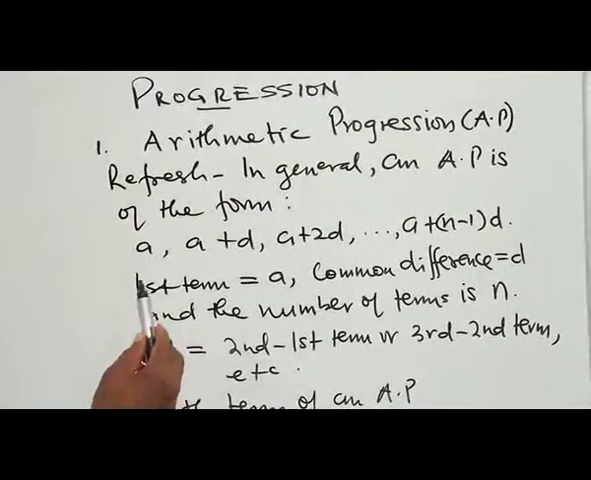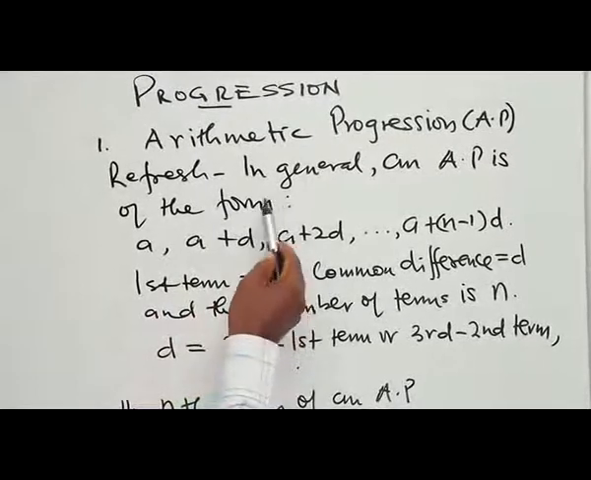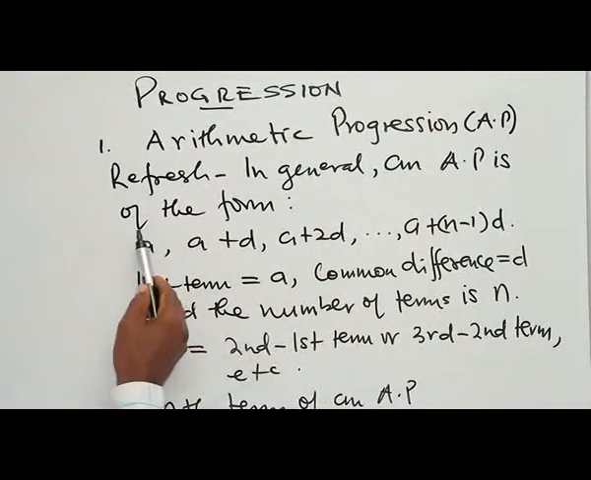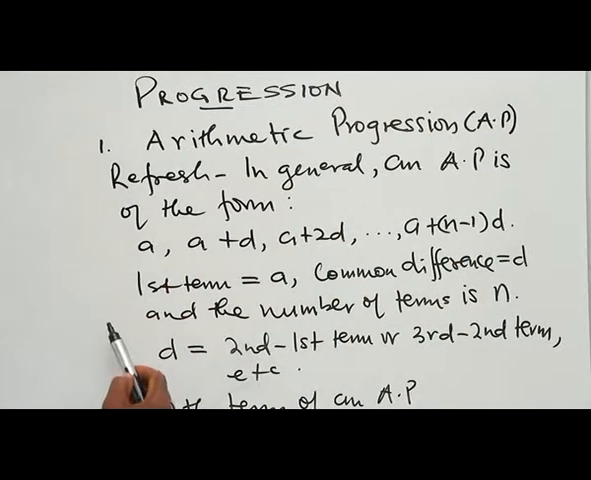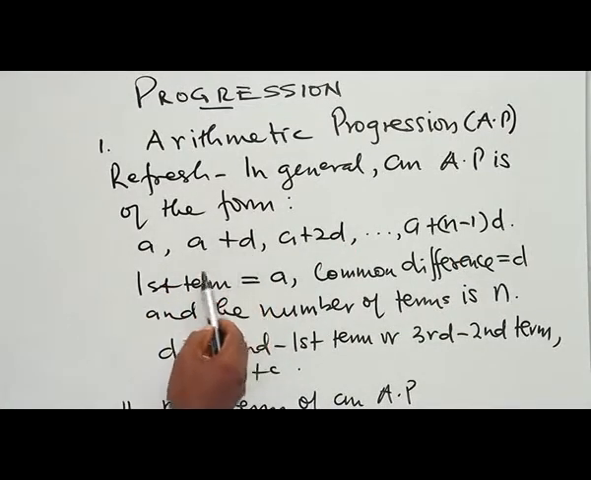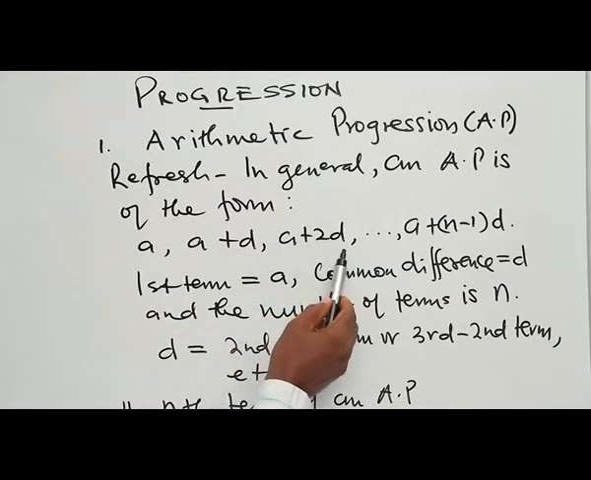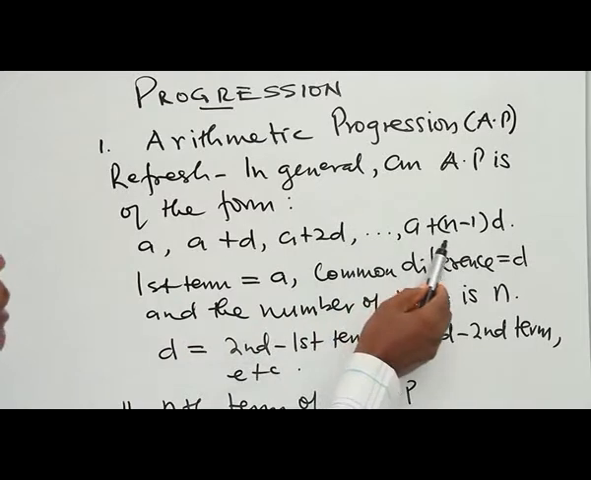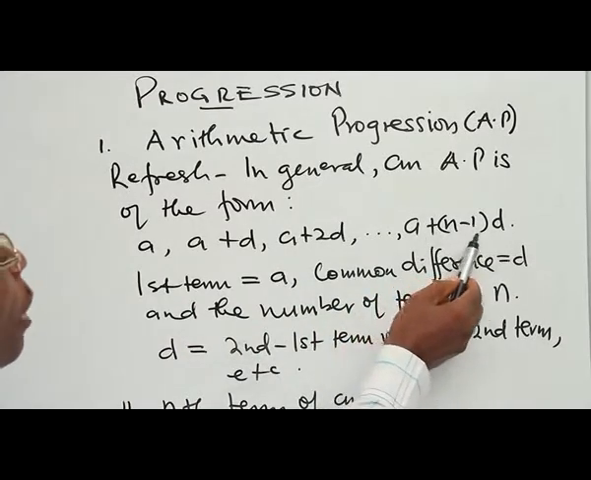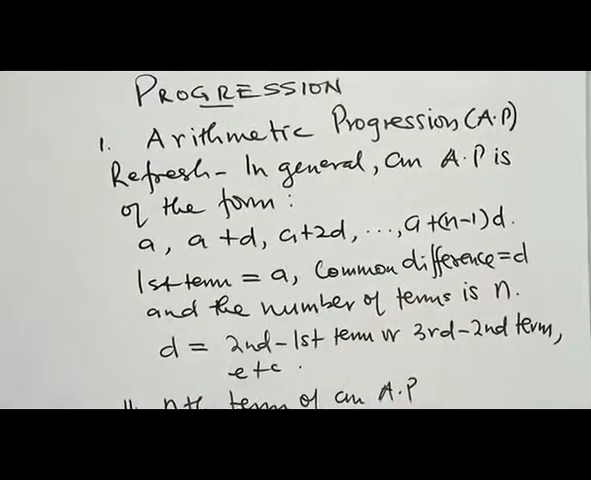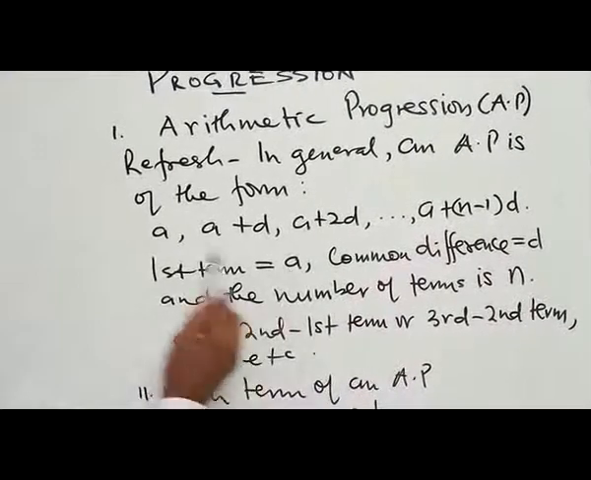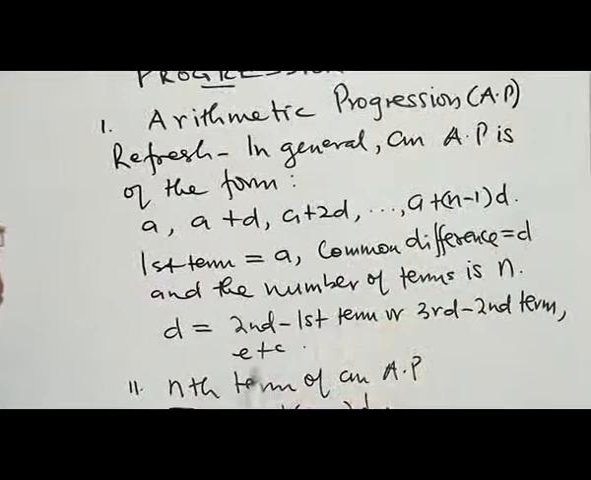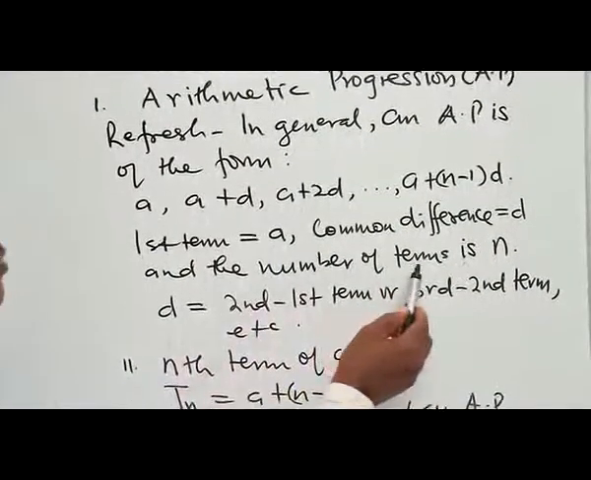We know that in arithmetic progression, the general or standard form of an AP is A, A plus D, A plus 2D, and it goes on like that, ellipsis, until the last term, which is A plus (n minus 1) times D. The first term here is A, the common difference is D, and the number of terms is N.